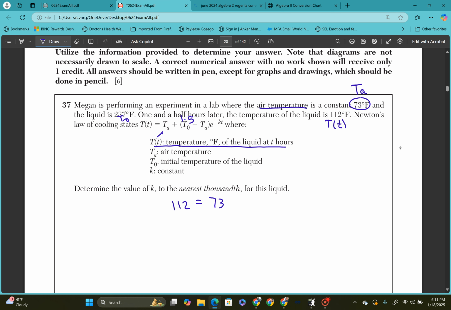Then I have a plus sign, right? All I'm doing is following this formula, parentheses. My T0 is 237 minus my TA. My TA again is 73. Then it says e to the negative k. What's my k? My k is my constant, right? So I'm going to leave it as k. And then my t is time, and I know my time is 1.5 hours. So it's going to be negative 1.5, and don't forget your k. Now it says determine the value of k.